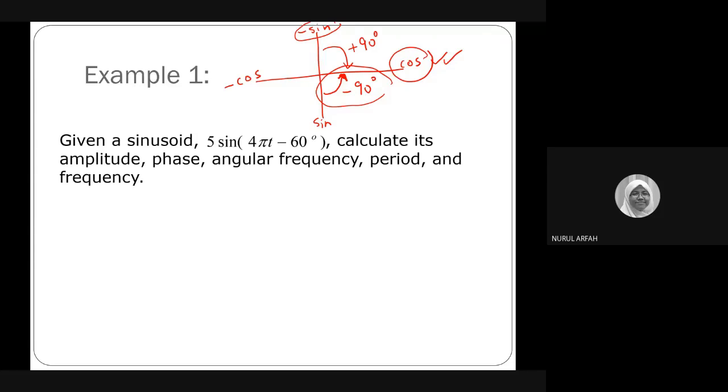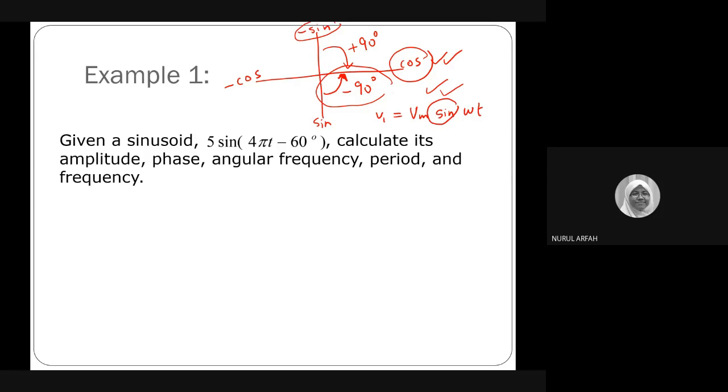Okay, all right, let's go to example 1. Is this clear or not? Maybe if you are not clear, I can give you one example. I'm not sure whether you learned this from your math class or not, how to convert this into cosine form. Okay, let me show you one example.